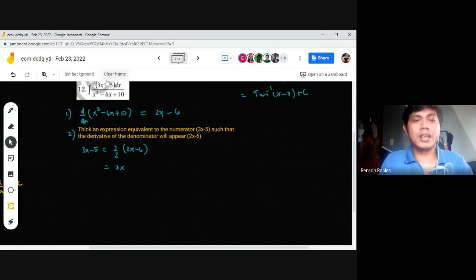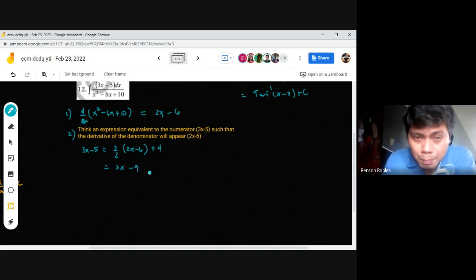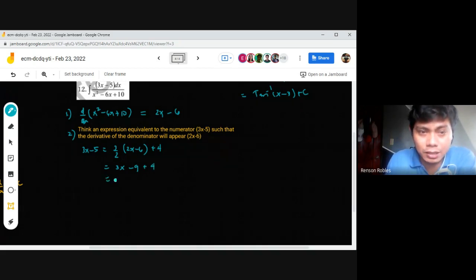On the left, this is 3x minus 5. You copy 3x minus 5, and then you copy the derivative of x squared minus 6x plus 10, that's 2x minus 6. Then think of an expression that, when multiplied to 2x minus 6, will give you 3x, and that is 3 over 2. 3 over 2 times 2x is 3x, and 3 over 2 times negative 6 is negative 9. What is to be added here to make negative 5? This is negative 9, so you must add plus 4 to make 3x minus 5.